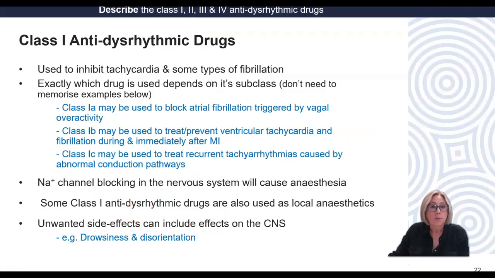So as previously mentioned, these class 1 antidysrhythmic drugs are used to inhibit tachycardia and some types of fibrillation. And exactly which drug is used depends upon its subclass. So there are different subclasses, and we don't want you to know anything about them. So you don't need to memorize these examples in blue. But class 1A may be used to block atrial fibrillation triggered by vagal overactivity. Class 1B may be used to treat or prevent ventricular tachycardia and fibrillation during and immediately after a myocardial infarction. Class 1C may be used to treat recurrent tachyarrhythmias caused by abnormal conduction pathways.